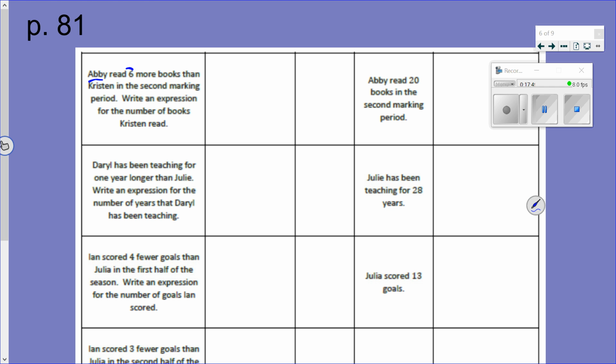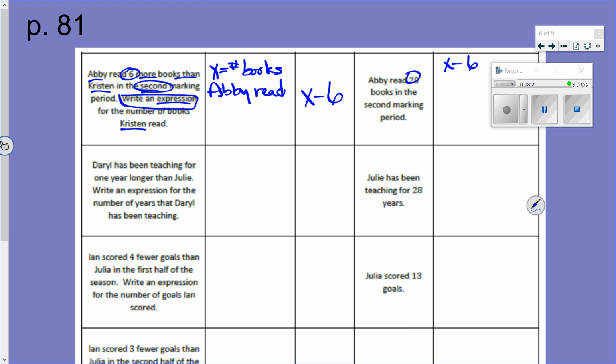Abby read 6 more books than Kristin in the second marking period. Write an expression for the number of books Kristin read. So now, if I'm solving for Kristin, it means I don't know Abby. So X is the number of books Abby read. And again, looking at it from Abby's perspective, she read 6 more, so to get to Kristin's number, I need to subtract 6, X minus 6. So Abby read 20. So now my X minus 6 becomes 20 minus 6, or 14.